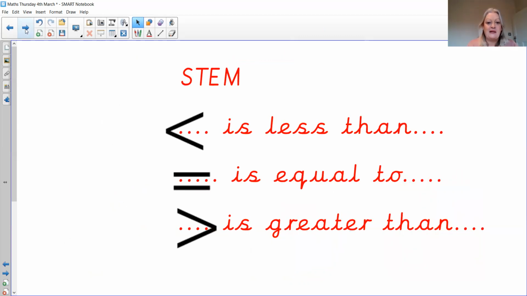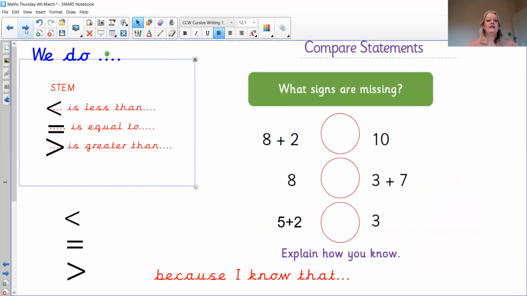So here's our STEM language. Say it after me. Is less than. Is equal to. Is greater than. Well done. So we've got some statements here that we've got to decide what symbol goes in. Now I've left the STEM language up there to remind us. And we have to decide what goes in to our circles here.